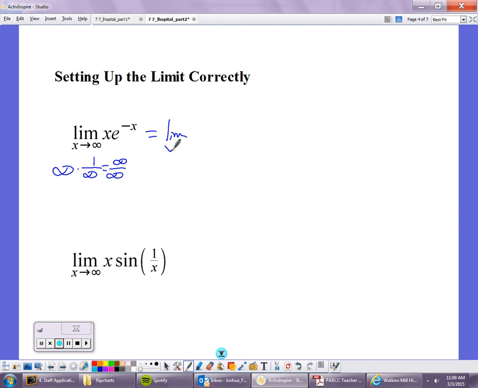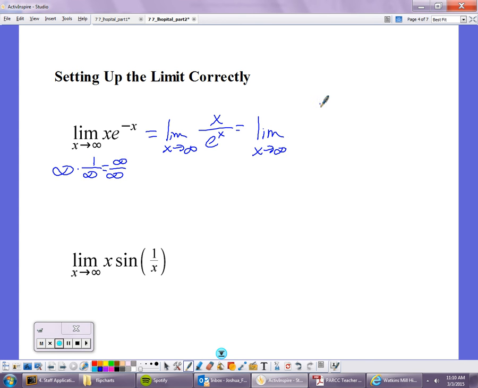So this is limit as x goes to infinity. Well, x times e to the negative x is the same as x over e to the x. So now I've got infinity over infinity. I didn't do anything here, I just rewrote it. So I still have that same indeterminate form. Now I'll apply L'Hopital.